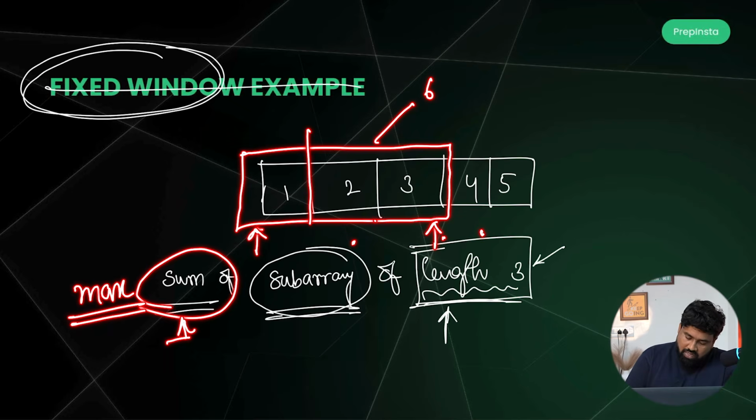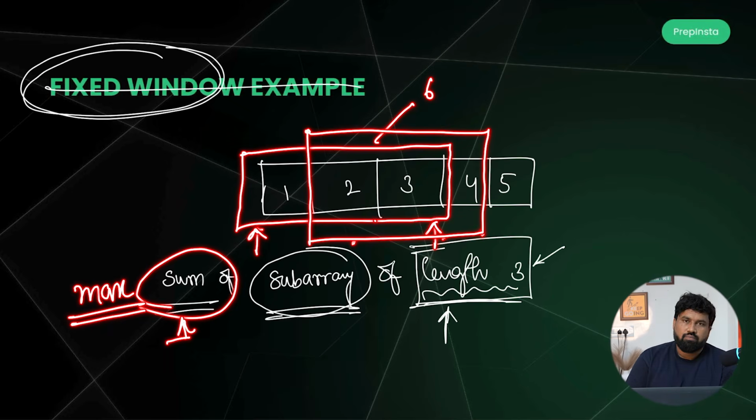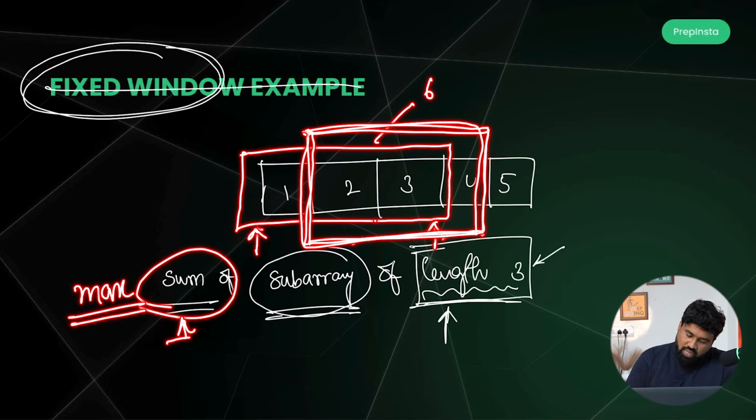So next I will move this window to 2, 3, 4. Here, the width or length of the window is not changing. I am just moving it. For moving the window, I have to increase the low value as well as the high value at a time. This is called the movement of the sliding window, which is fixed length.